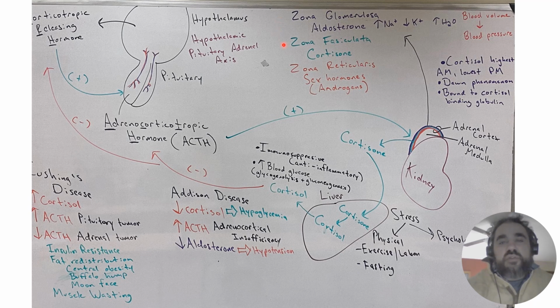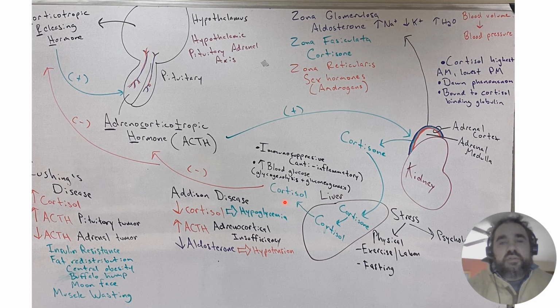This makes cortisone, and cortisone gets converted to cortisol in the liver. Okay, and the zona reticularis makes sex hormones. Usually they're androgenic or really parent hormones. The main primary one is dihydroepiandrosterone, or DHEA. Okay, so cortisone gets converted to cortisol in the liver.